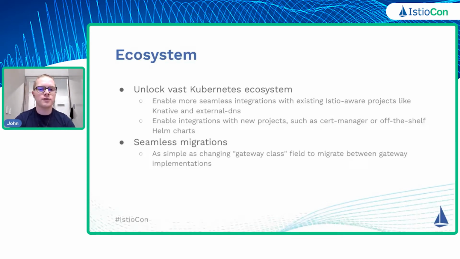So we're talking about things like external DNS, Knative, cert-manager, or even just getting route configuration from off-the-shelf Helm charts of various applications. These are things that are a bit hit and miss right now with Istio. We're hoping with the new API, and we're already seeing this, that these integrations will be extremely abundant, and they'll work with Istio as well just by nature of us implementing the API. The other thing is that there are very seamless migrations between different products. Because there's one API that's shared by many different vendors, changing between them should be fairly simple, and I'll talk a bit more in depth later on about why that's so powerful.